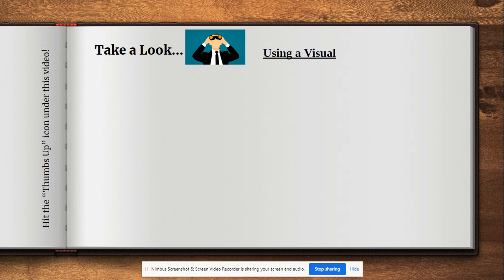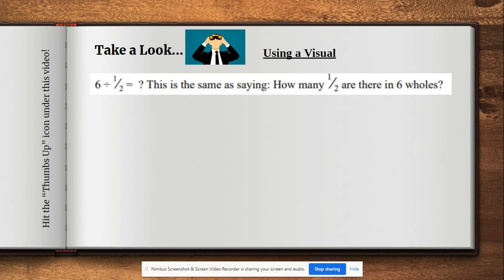All right. So now let's use another visual. Here we have this type of problem: using a visual with a whole number being divided by a fraction. Before, we saw using a visual with a fraction divided by a whole number. So let's see. 6 divided by a half. That's the same as saying how many halves are there in 6 wholes.